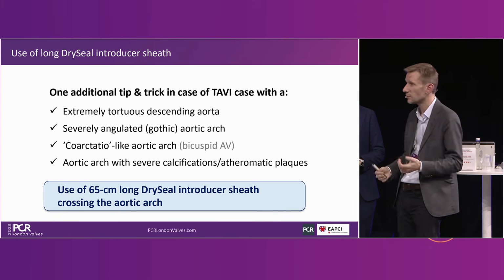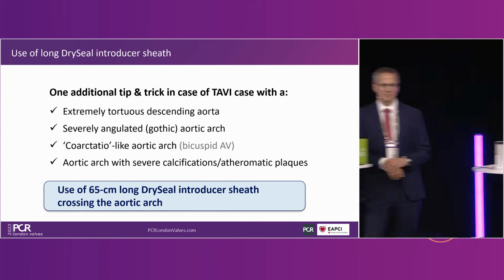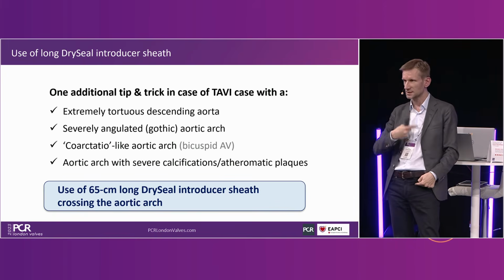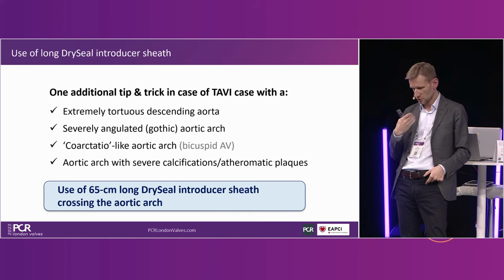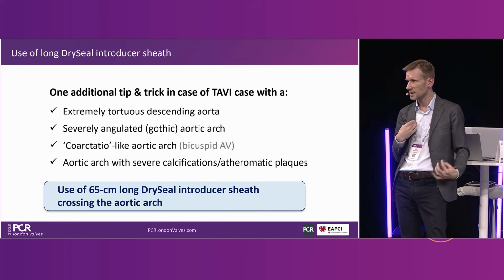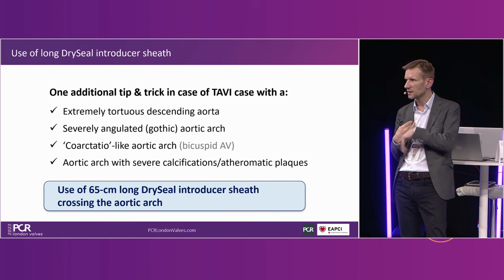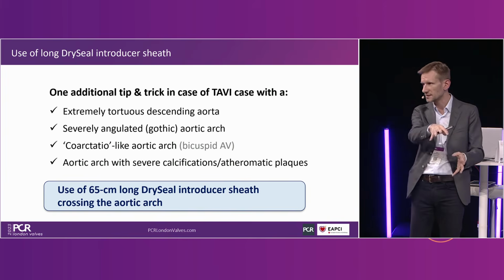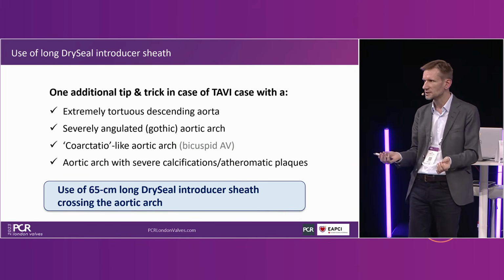So what we do and what we did for a couple of years, like the last 3-4 years, is using a 65 centimeter long dry seal sheath, 18 French, which goes all the way over here. So you introduce just a Lunderquist wire, you put that long dry seal in, and then you do everything from there. You come out with the valve at this level. So you avoid all these complexities, and then all the maneuvers you do is one-to-one.